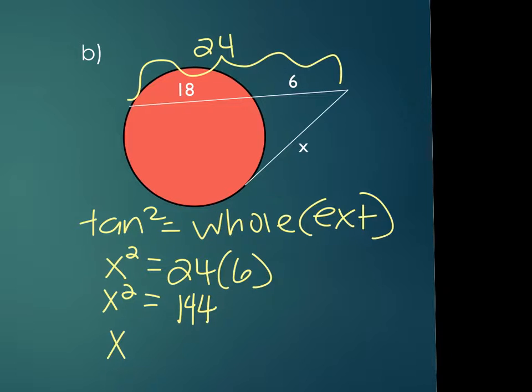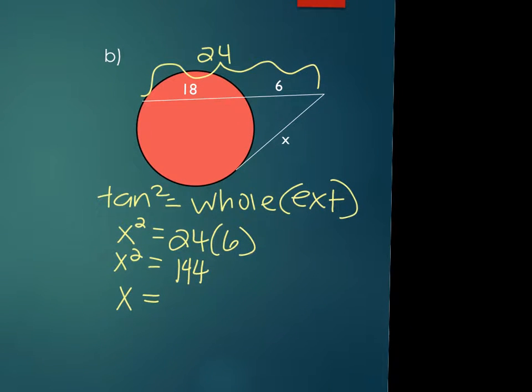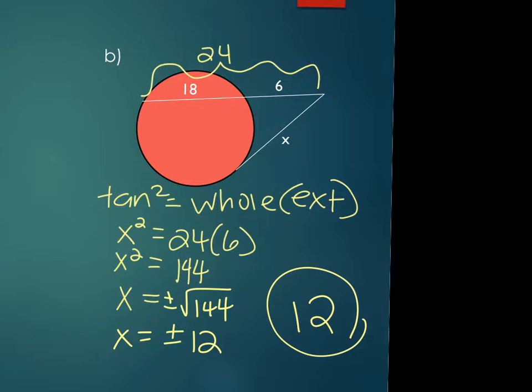X squared is 144. And x would equal plus or minus the square root of 144, which is what? 12. And typically it's plus and minus 12, but what do we know about the length of a segment? Can it be negative? No, so we just keep the positive 12.